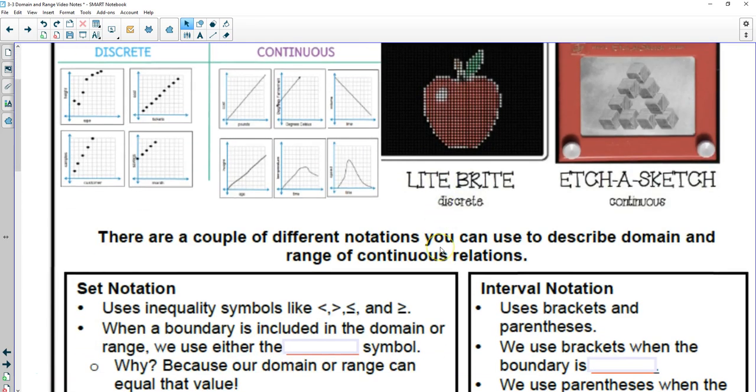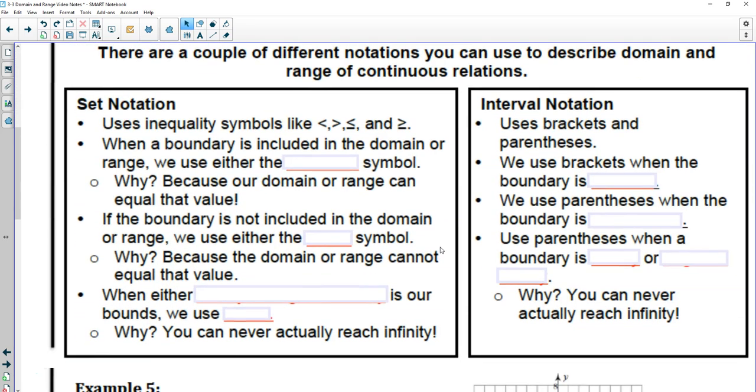So let's get to the notations. How do we write these? Set notation is what you're going to see most often, so it's what you should focus on the most. It uses inequality symbols like less than or greater than, or less than or equal to, greater than or equal to. When a boundary is included, so when your starting value is also a part of the function, then we use the less than or equal to or the greater than or equal to symbol. Why? Because it contains that value. It's equal to that value.